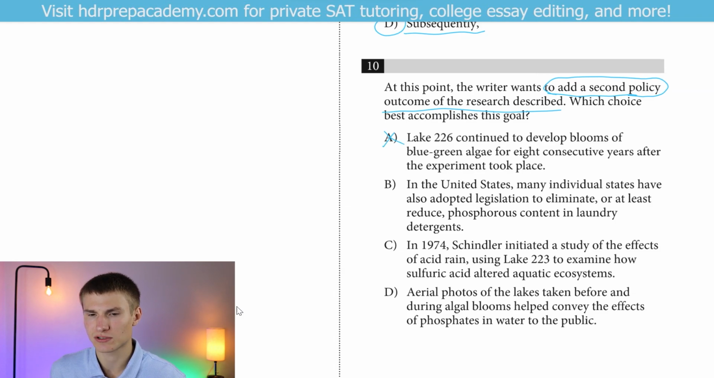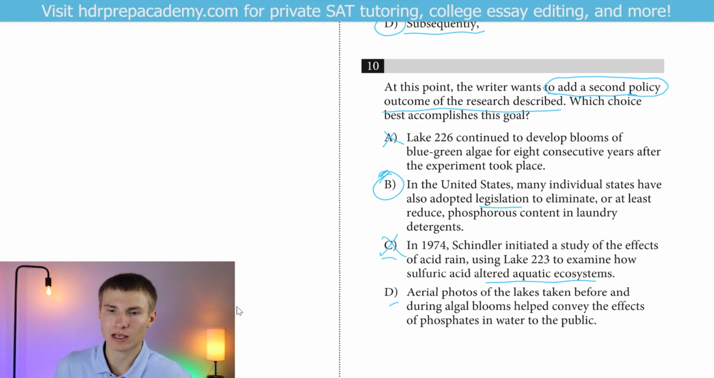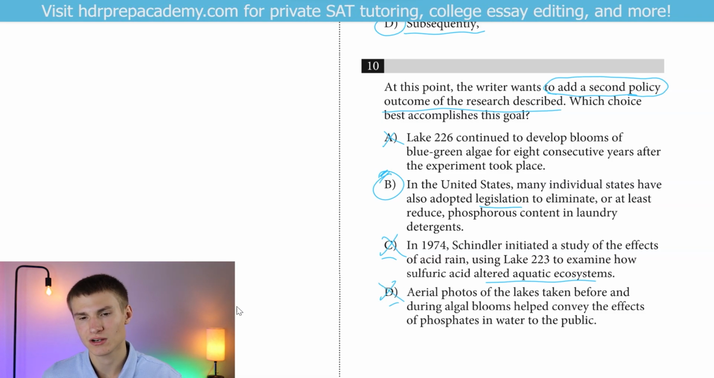B, in the United States, many individual states have also adopted legislation to eliminate or at least reduce phosphorus content in laundry detergents. That's likely going to be my correct answer here because that's talking about a policy outcome, but I also want to show you why C and D are incorrect here as well. So we have in 1974, Schindler initiated a study of the effects of acid rain using Lake 223 to examine how sulfuric acid altered aquatic ecosystems. That's not talking about another policy outcome, so that'll be incorrect. And then D, aerial photos of the lakes taken before and after the algal blooms help convey the effects of phosphates in water to the public. Also not talking about a policy outcome. B is our correct answer. That's the only answer choice that's giving us that policy outcome.